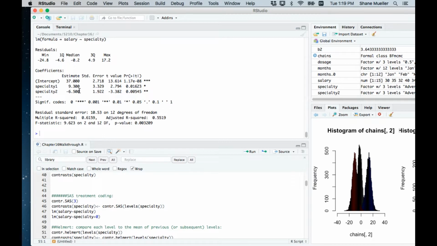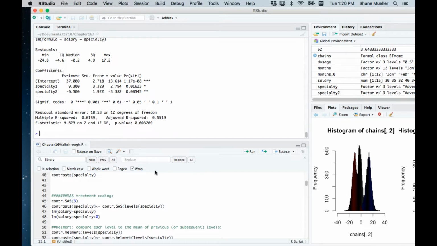Remember, 37 was the mean salary overall. And now you say, okay, here's the mean salary overall. And that's kind of handy. It doesn't link it to any specific element. But then specialty 1 says, is there a difference between 1 and 2? And indeed there is. And then specialty 2 says, is there a difference between specialty 3 and the average of specialty 1 and 2? And indeed there is there as well.